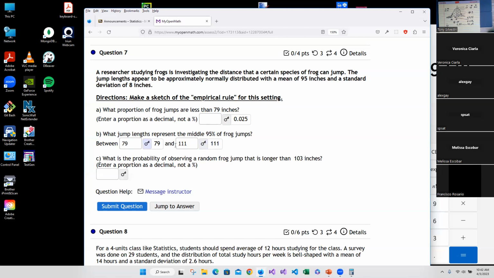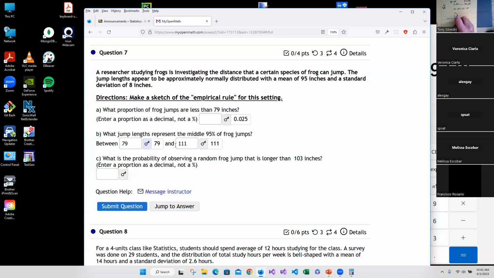What's the probability of observing a frog that is longer than 103? Longer than 103. Okay. Bigger than 103, huh? 103 minus 95 is going to be 8. 8 is 1 standard deviation away. Okay, that equals 1 standard deviation. We're going to be working with the 68% rule here. 68%.